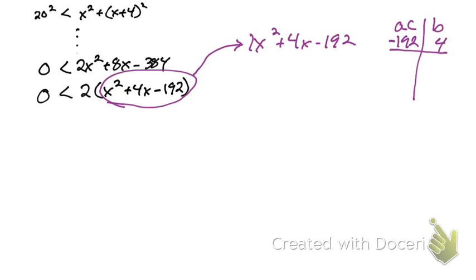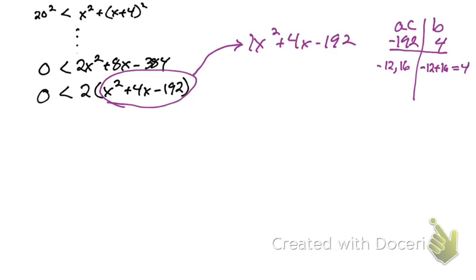Now I'm looking for two numbers that multiply together to give me negative 192, but when I add them together, they give me a positive 4. And you can just go on your calculator and do 192 divided by 2, 192 divided by 4. But eventually you're going to end up with 12 and negative 16. Actually, I should flip that and reverse it. It should be negative 12 and positive 16. And negative 12 plus 16 does equal 4. If you check in your calculator, negative 12 times 16 does equal negative 192.